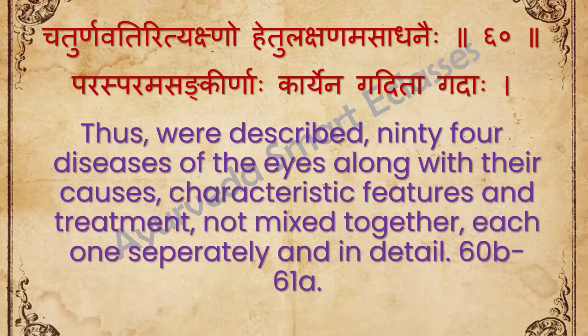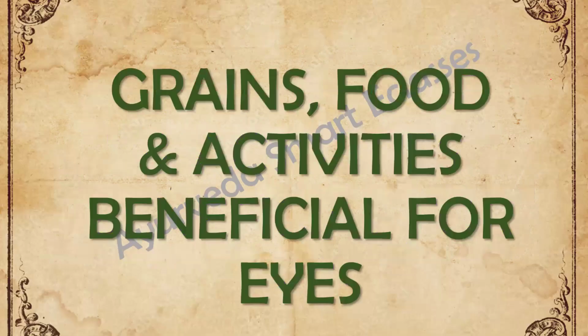Chadurnavadi Rityakshano Hetu Lakshanam Asadhanaihi Parasparam Asankirnaha Karyena Gadida Gada. Thus were described 94 diseases of the eyes, along with their cause, characteristic feature, and treatment, not mixed together, each one separately and in detail. So they have mentioned all the 94 diseases of the eyes.